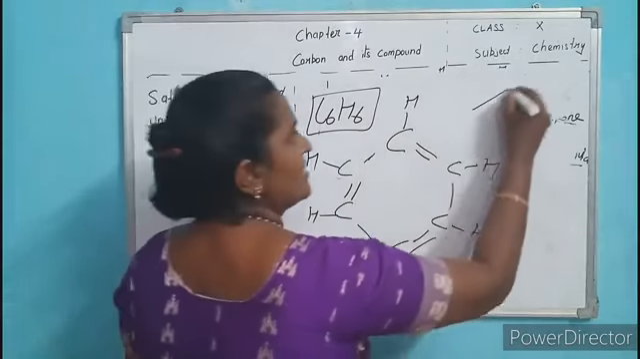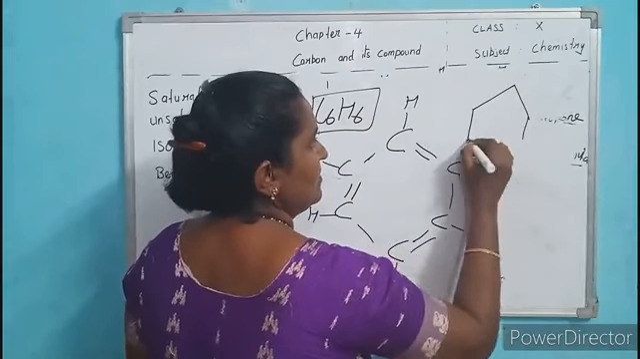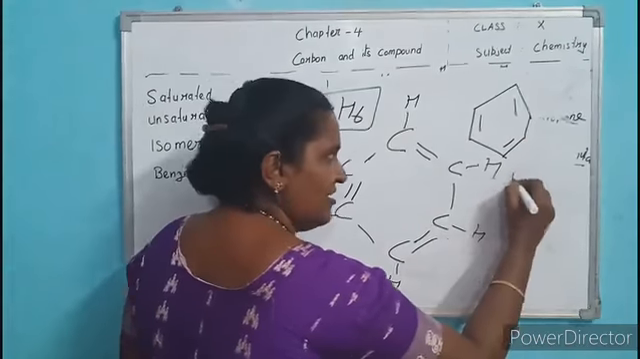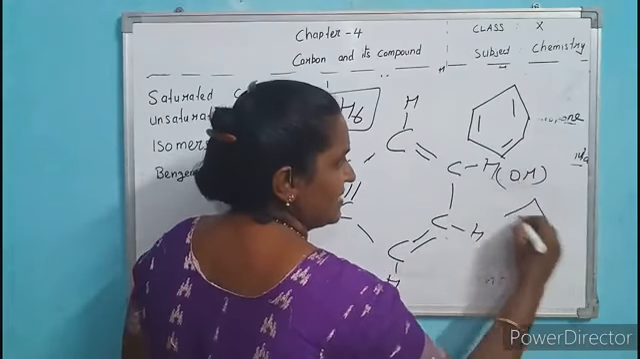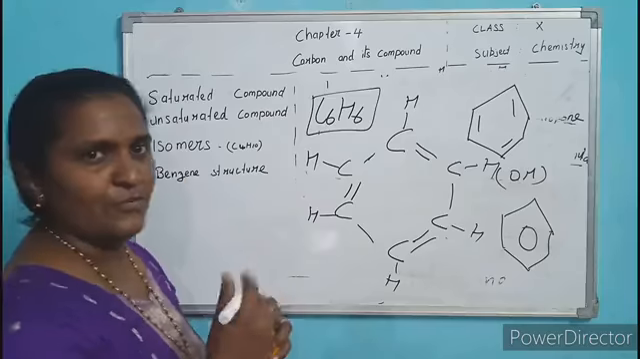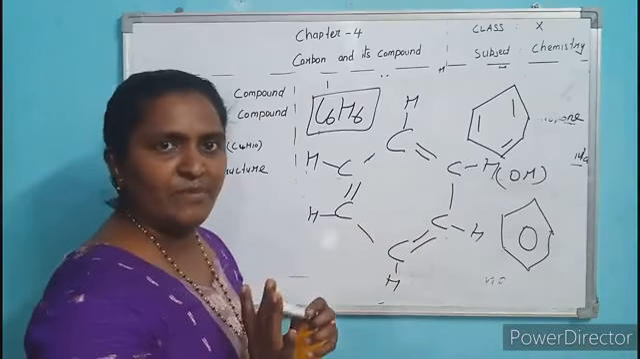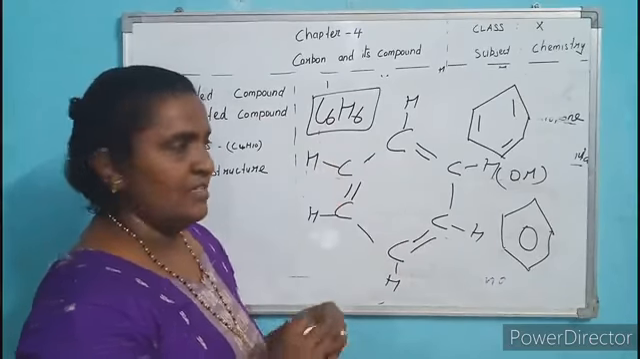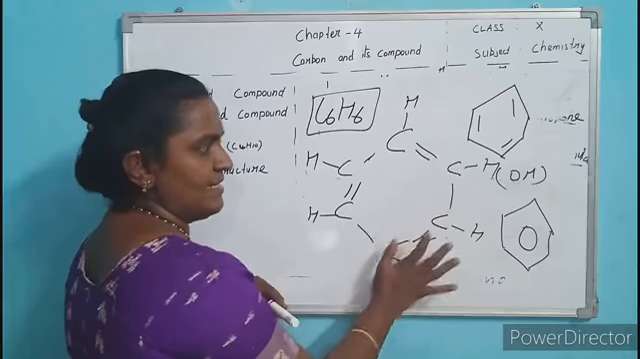It can be written like this also. Or it can be written like this also. This is what we will study in future. This is the structure of benzene. What is the molecular formula? C6H6. 6 carbons and alternate double bonds.